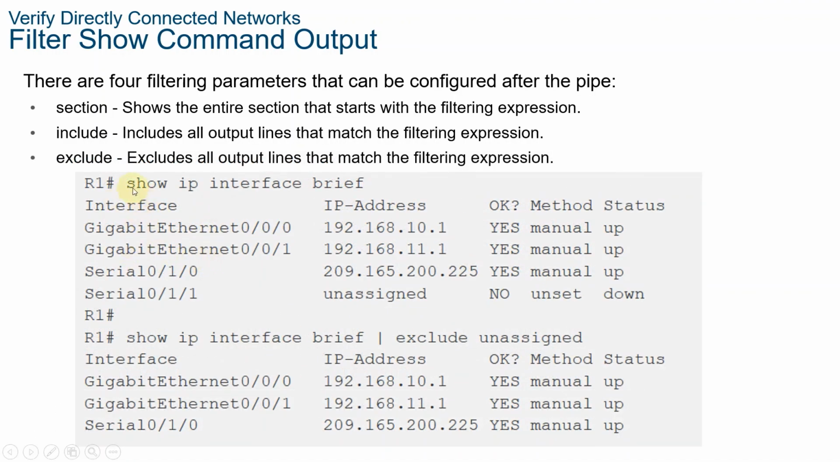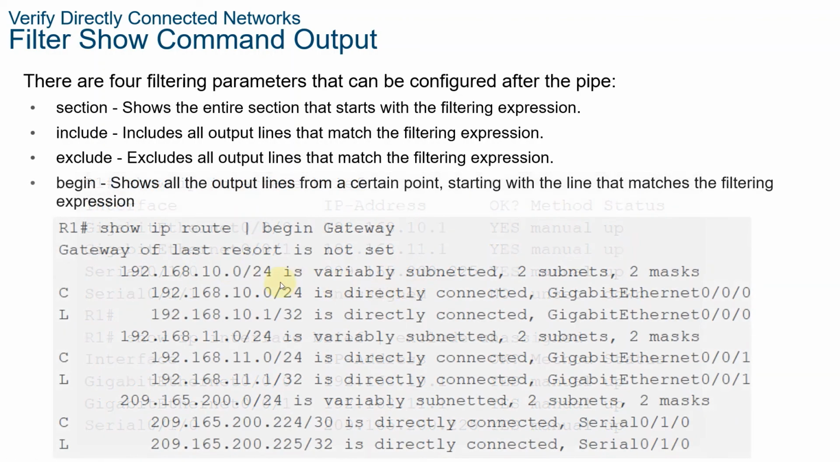The third one is exclude. Exclude omits all output lines that match the filtering expression, as shown in the example. Again, we have show ip interface brief, so you might want to use show ip interface brief pipe exclude unassigned. That would display only this, excluding unassigned.